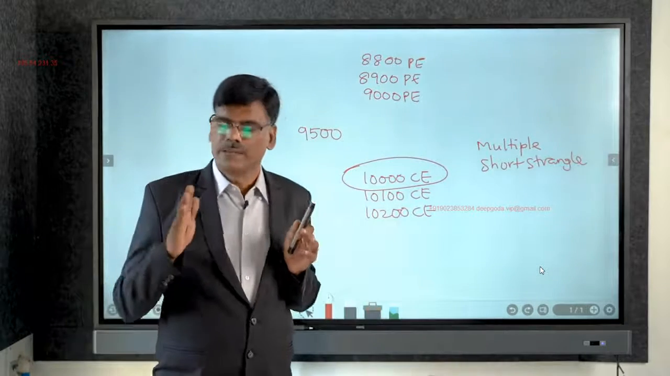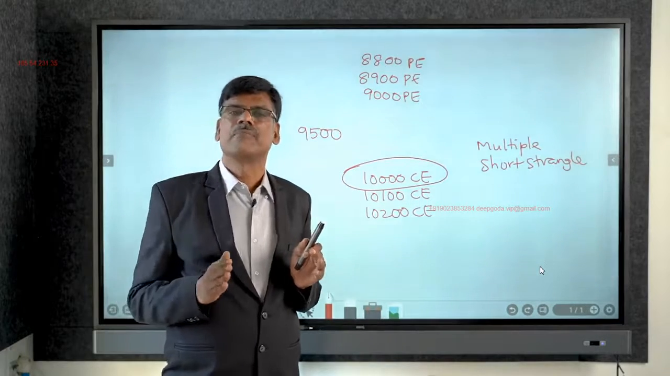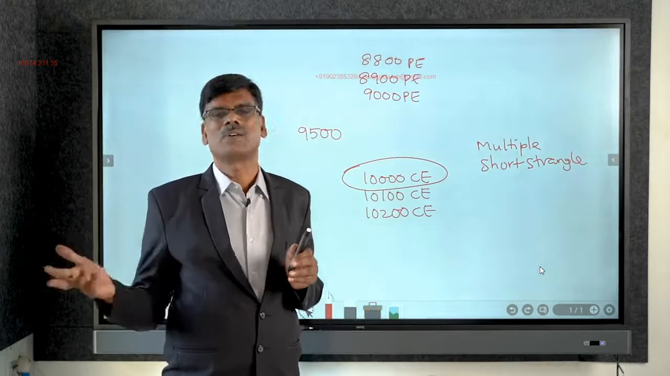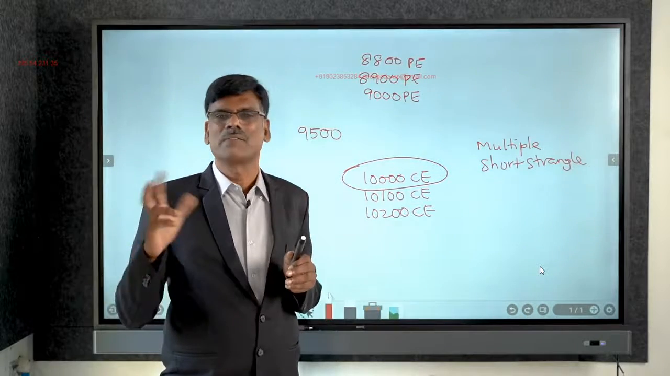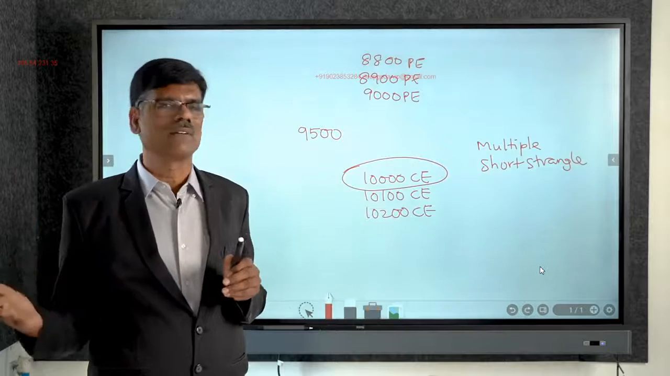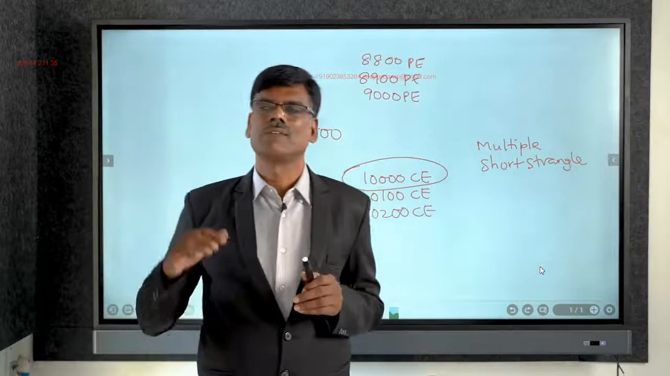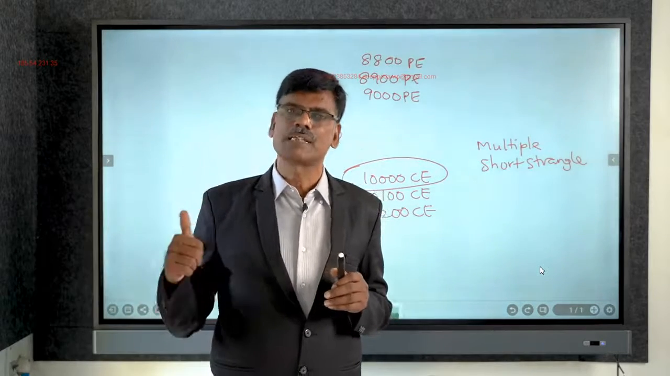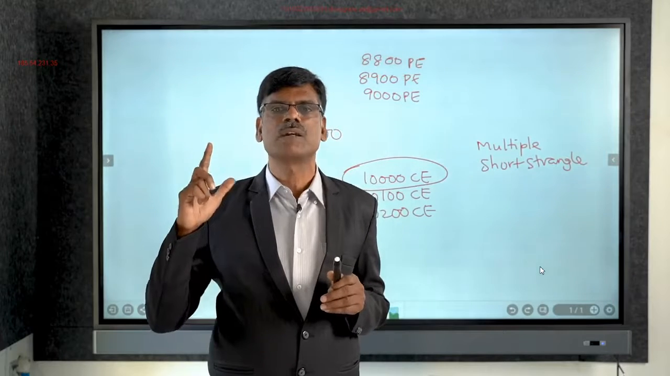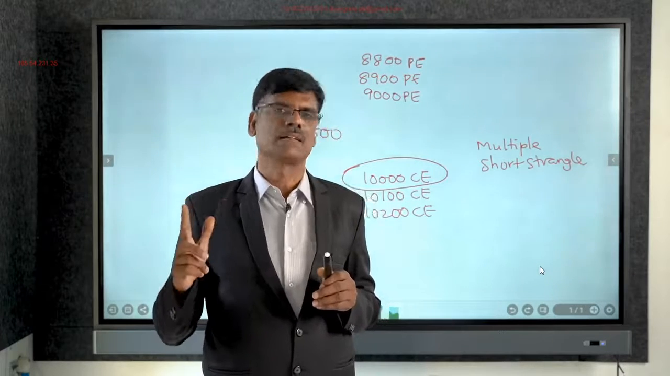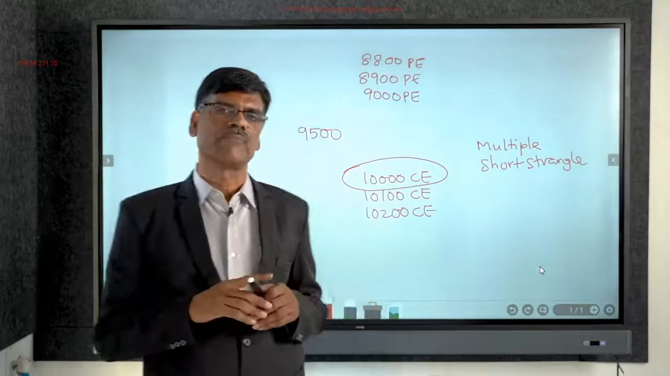So if you have got a good capital, and of course now the margins are going to be very less, and whatever capital you have, you can do multiple lots. So that is not an issue. So instead of doing a single short strangle, you always go for multiple short strangles. So that is number 1.